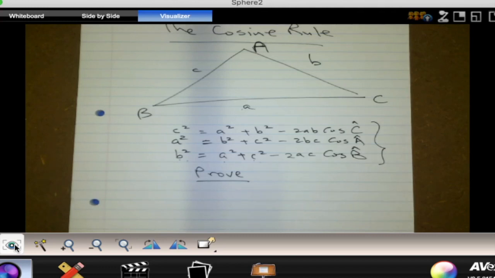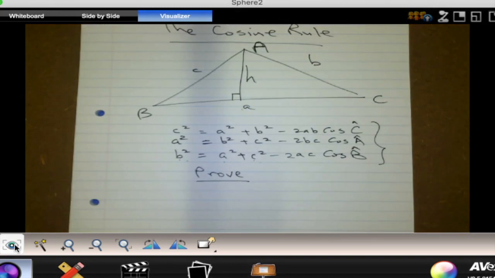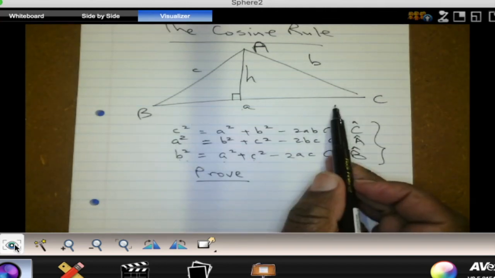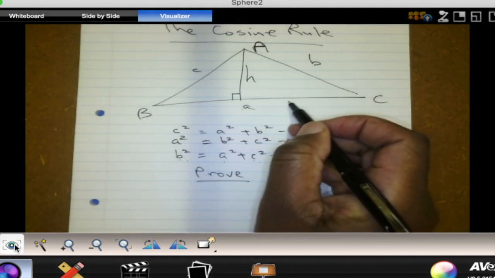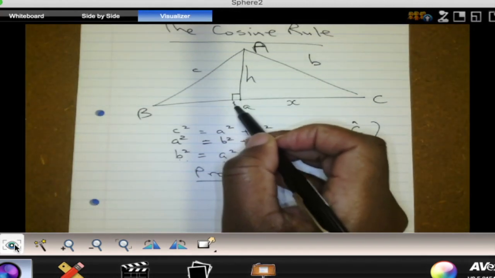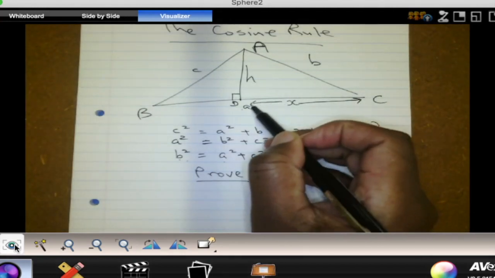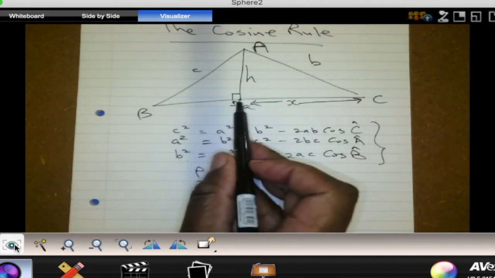So for the proof, I want us to draw a perpendicular height starting from A. Let's draw a height from A. So that is h, our height. Right, then the length BC is equal to a. So I want us to make this one here equal to x. So tell me, guys, let me call this point D. If it is x units from D to C, how many units is it from B to D?